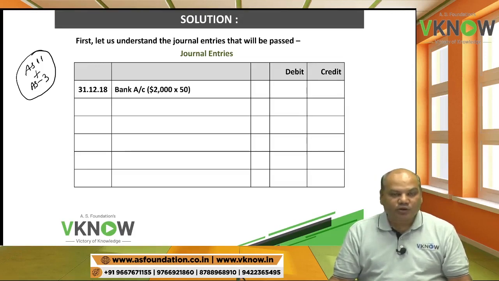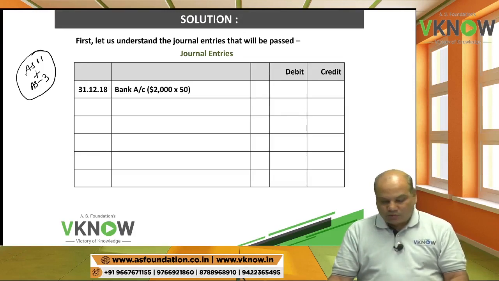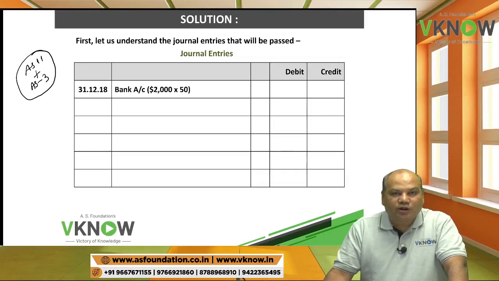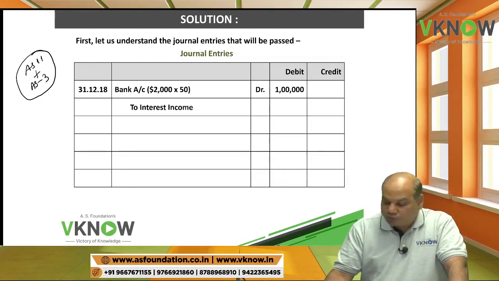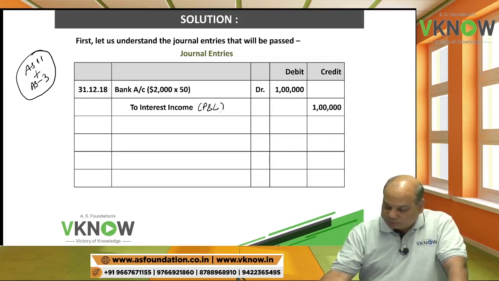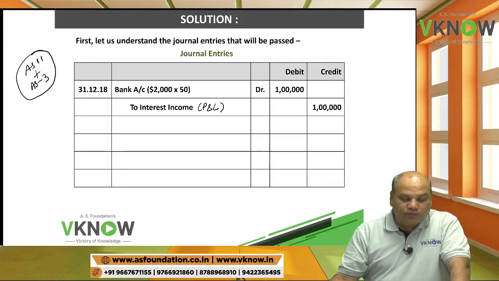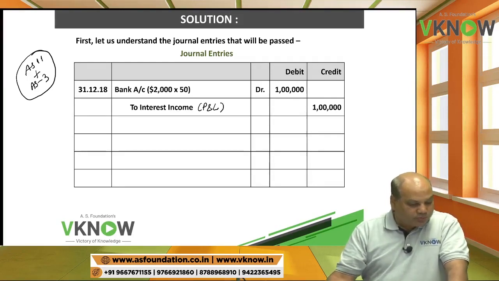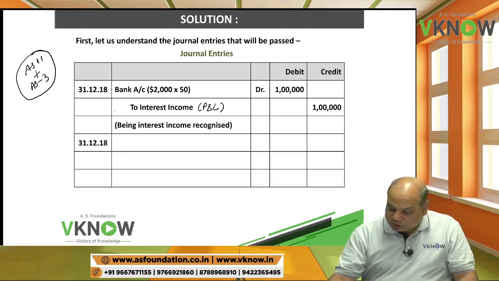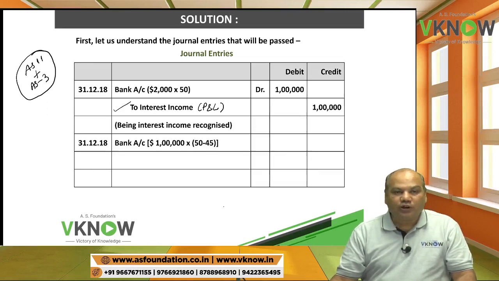Entry will be bank account debit, $2,000 multiplied by the exchange rate on 31/12/18, that is 50 rupees. Bank account debit 1 lakh 2000 into 50, to interest income. Interest income will be shown in the profit and loss account. Then next is being interest income recognized. So that is your interest income.